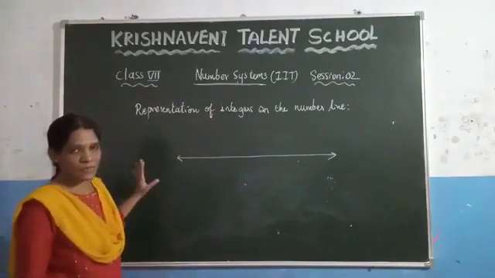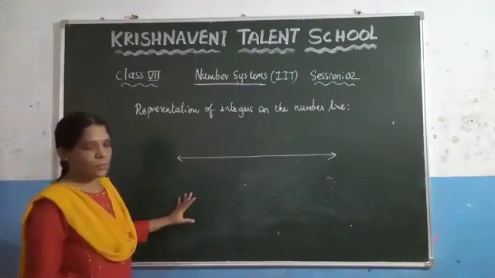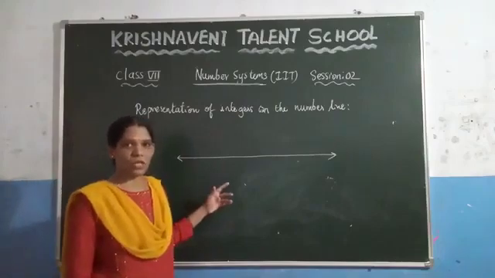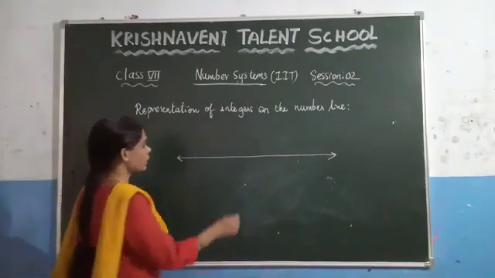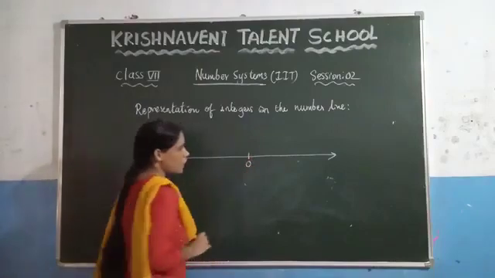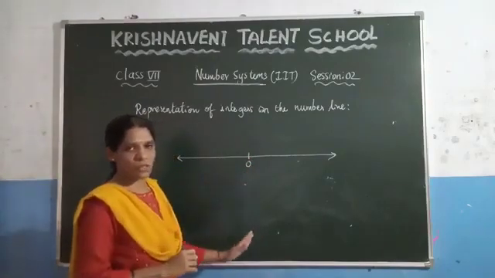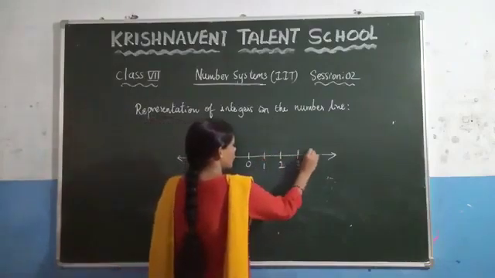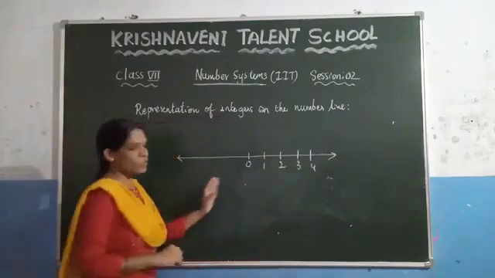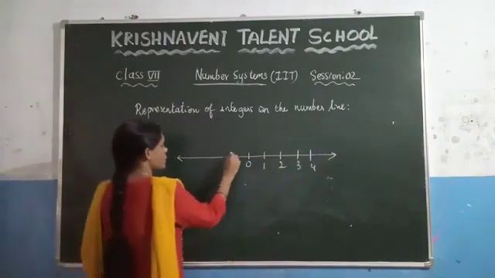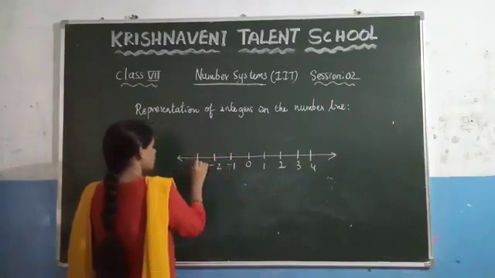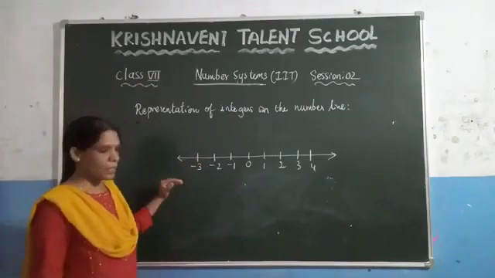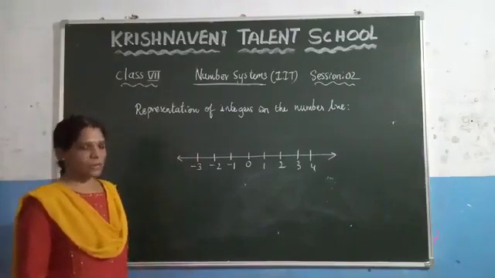Integers are nothing but the negative numbers, 0 and the positive numbers together. Or we can define it as: if you add negative numbers to the whole numbers, we get the integers. So here we have 0, and the positive numbers we write to the right side of the 0: 1, 2, 3, 4 and so on. To the left of the 0 we write the negative numbers, which are -1, -2 and -3. Now this is the representation of integers on the number line. Like this we need to represent the integers on the number line.